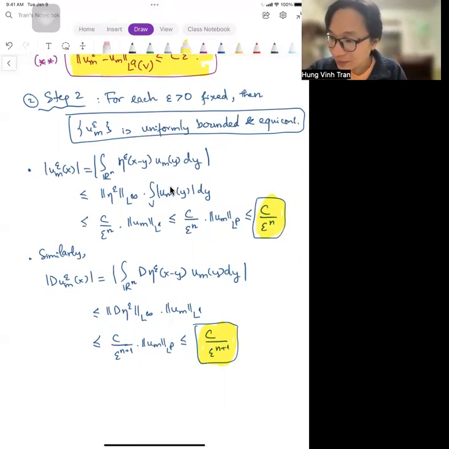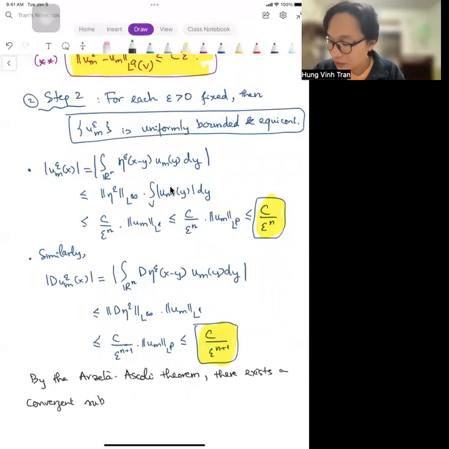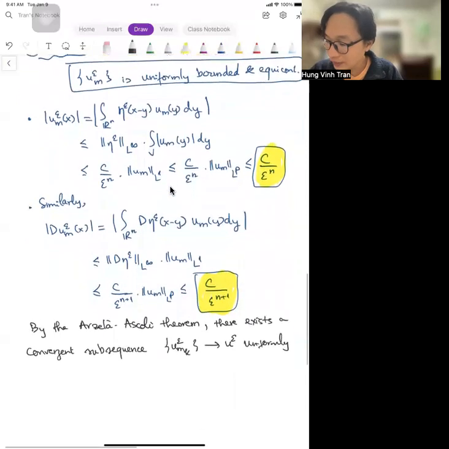Then by Ascoli, yeah, now we can use the Ascoli theorem. By the Ascoli theorem, we can see that there exists a convergent subsequence u_{m_k}^epsilon converging to u^epsilon uniformly in V, right? Because V is compact.